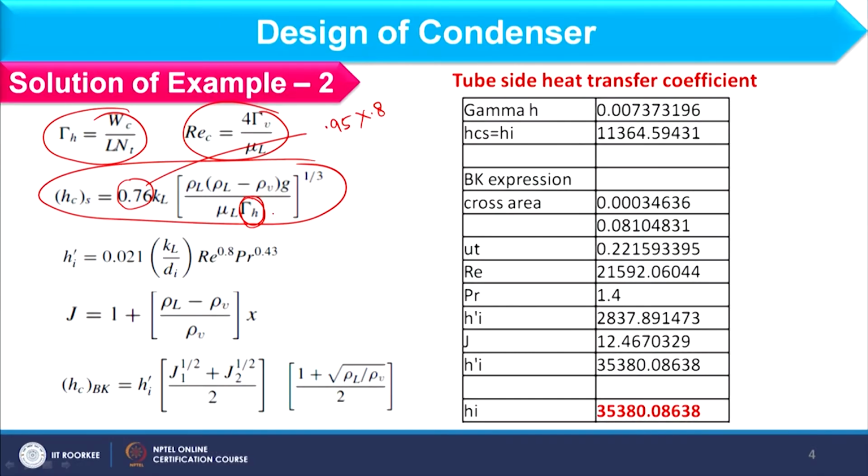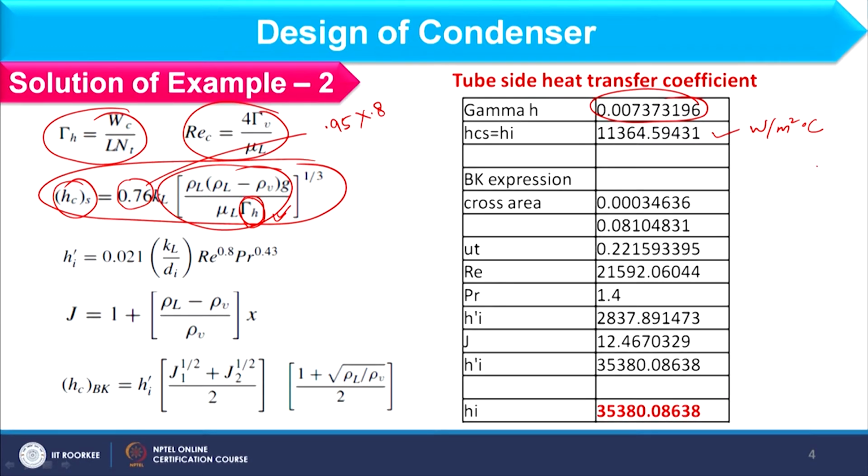Okay. So, first see the stratified flow and the corresponding correlation, right. So, here you can simply find out gamma H, which you can obtain like this. Okay. So, I am not going into detail of each expression as well as each term. I am assuming that you can find these values, just I am giving you the values. Okay. So, once you have the gamma value, you know all other properties, you can find out heat transfer coefficient in tube side for stratified flow, and that you can obtain as 11364.59 watt per meter square degree Celsius.